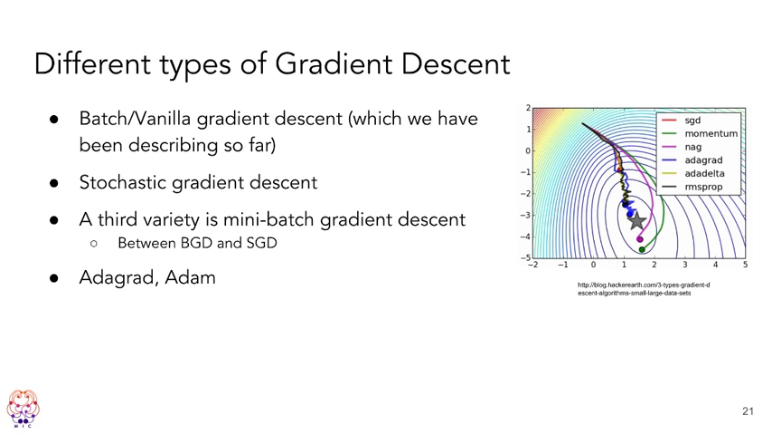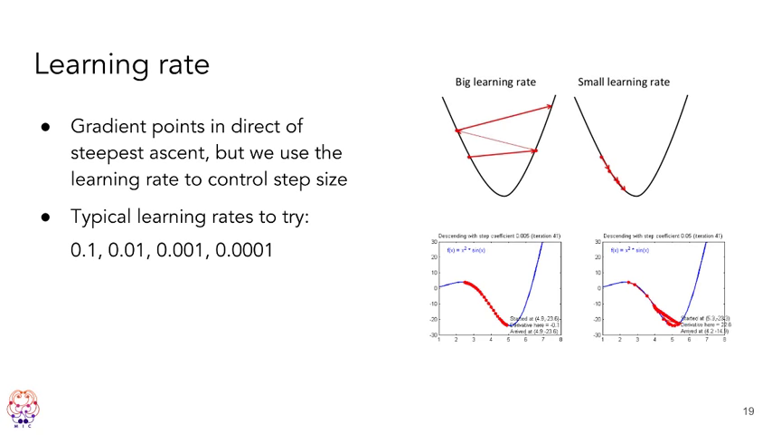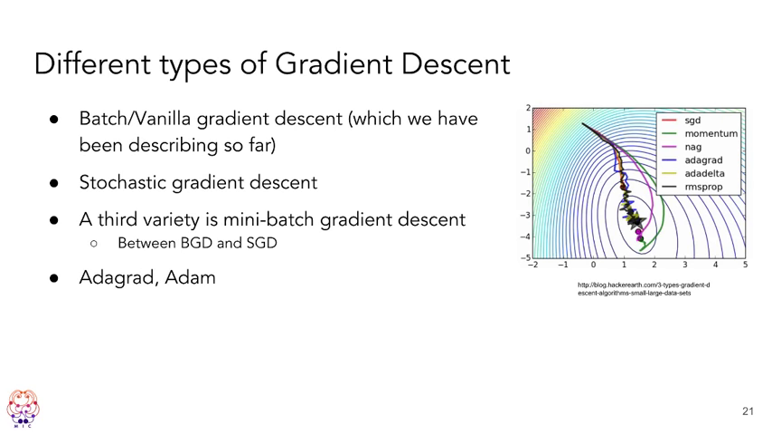And then you also have Adagrad and Adam, which are called adaptive learning rate methods. We talked about all these issues with the learning rate, so wouldn't it be nice to not have to set this hyperparameter? These two methods are attempts at doing that, and we found that Adam works really well. It actually turns out to be one of the most recommended ways of optimizing your cost functions.